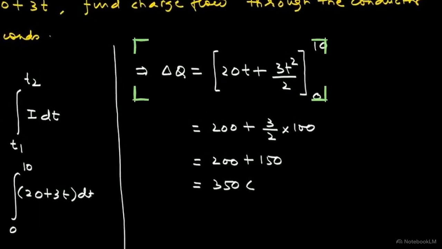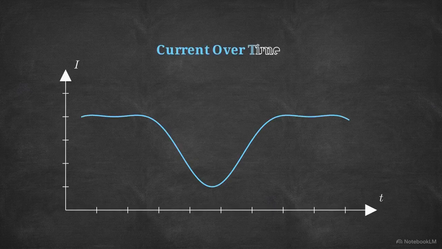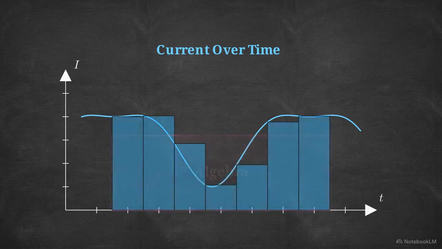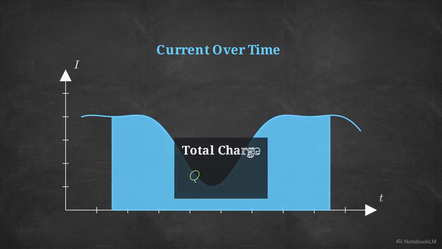The power rule yields 20t plus 3t squared over 2. Substituting 10 gives 350 coulombs. Whenever current fluctuates over time, basic algebraic multiplication fails to capture the changing rate. Integration and geometric area are the precise mathematical tools required to find the actual transported charge.